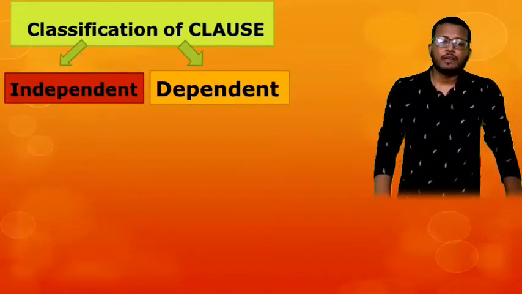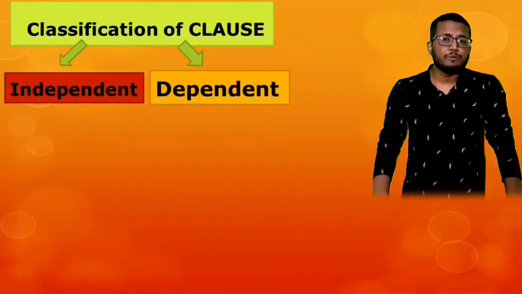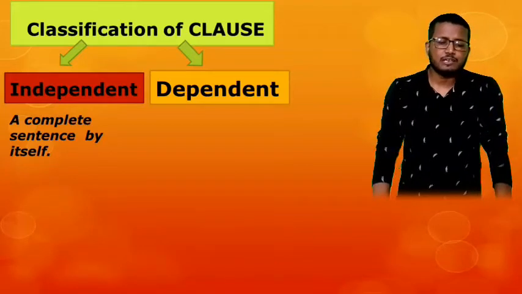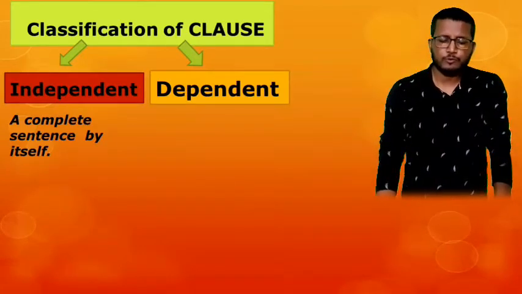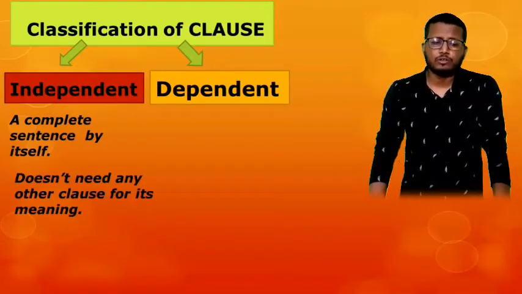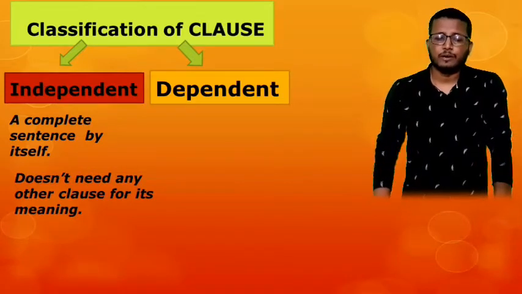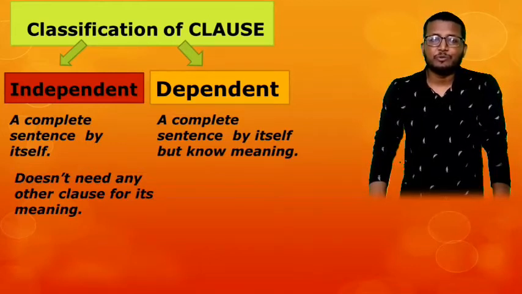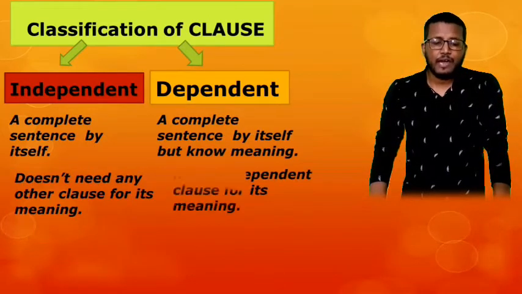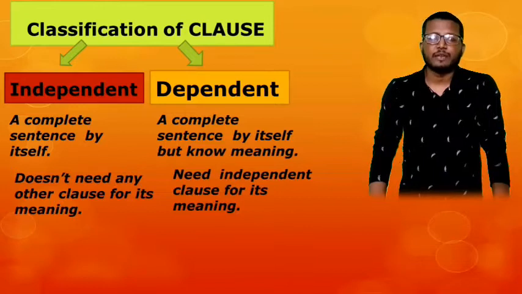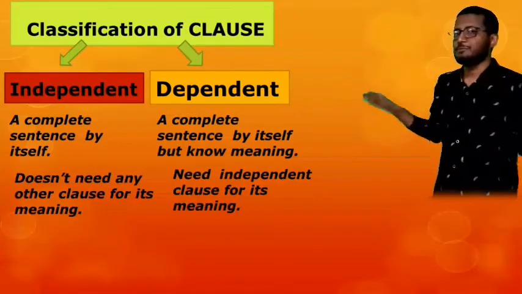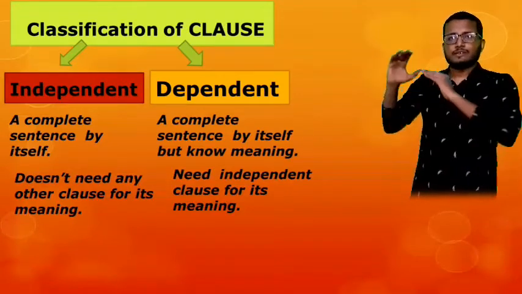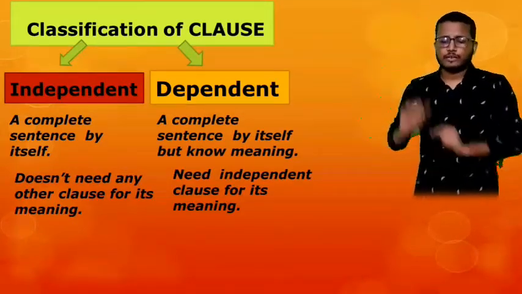So now I am going to say something about your independent clause. A complete sentence by itself, obviously. It doesn't need any other clause for its meaning. I have told you before. And now, dependent clause: not a complete sentence by itself, it has no complete meaning. The word no, N-O. And it needs an independent clause for its meaning. So you can see the dependent clause is depending on the independent clause. Is that clear? So that is the difference between the independent clause and the dependent clause.